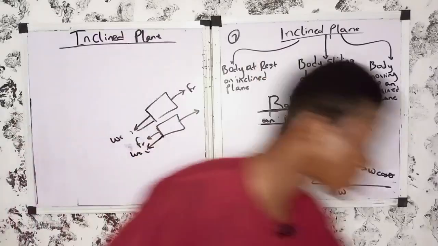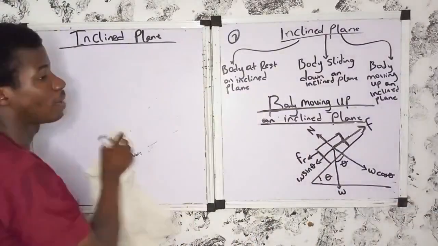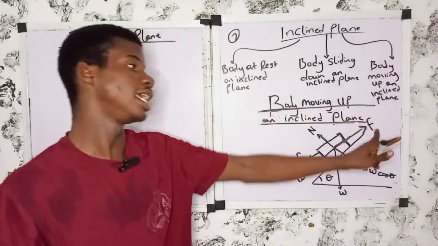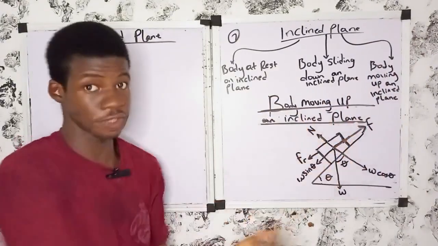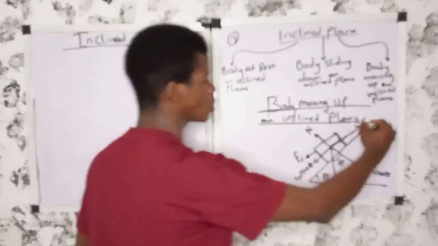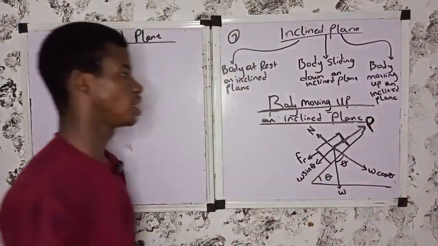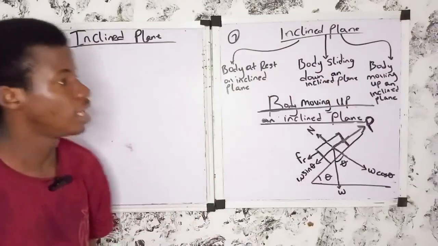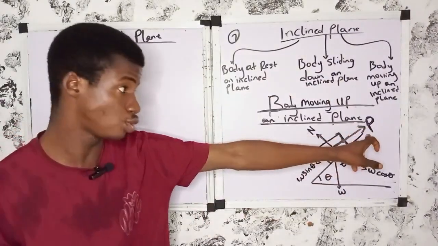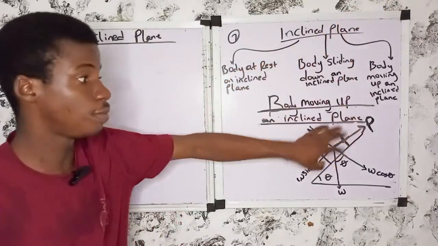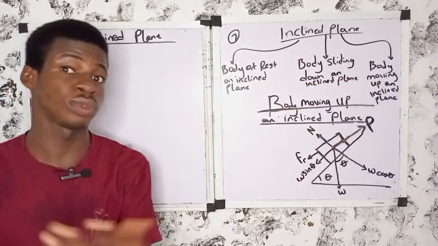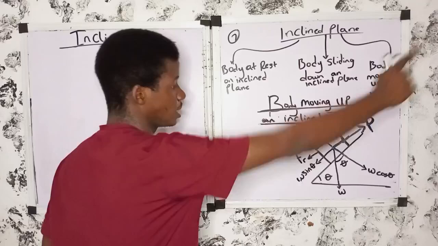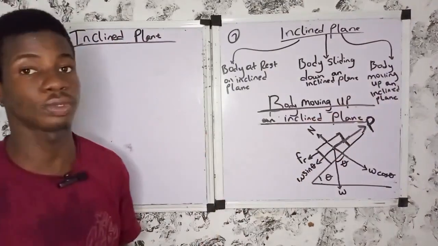Okay, so for a body moving up an inclined plane, this is the force moving the body. Instead of using F, let me just use P. Let's say this is the push force, pushing the body up the inclined plane. If this push force is pushing the body up the plane, the frictional force will act opposite to the direction of the motion of this body, right?